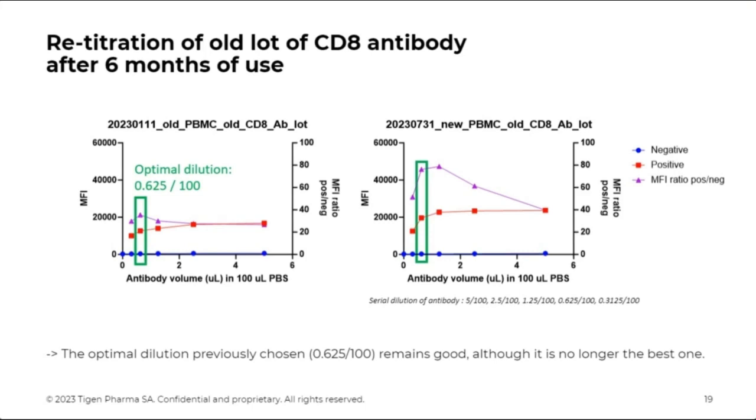And if you look at the MFI, you can see the positive signal is going up to 20,000 MFI, and the MFI ratio is also only going up to 20,000 MFI, while for the new lot of the PBMCs, it goes up to over 40,000. So here you clearly see that the different batches of the PBMC differ in the expression of CD8.